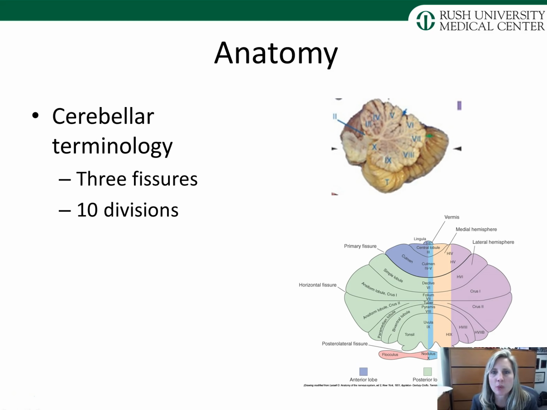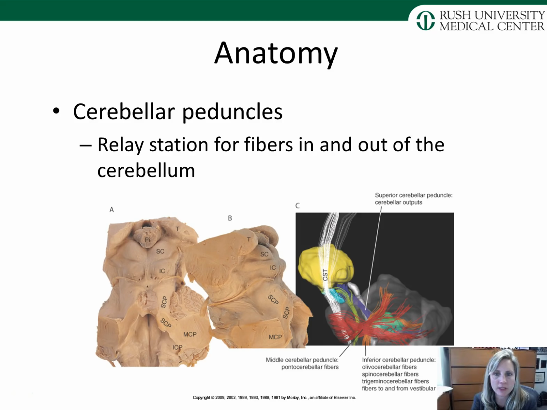Again, this is the most primitive nodule of the cerebellum. Let me just go back and mention once again that we want to make sure we know the difference between the vermis and the cerebellar hemispheres on the sides, because this becomes very important when we start to localize cerebellar lesions. So the cerebellar peduncles serve as a relay station for fibers in and out of the cerebellum.